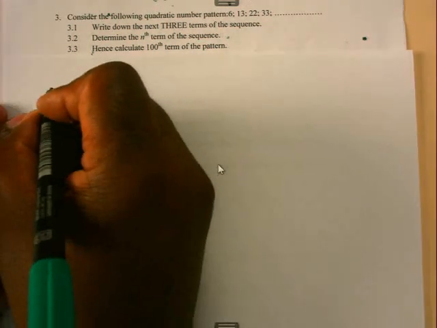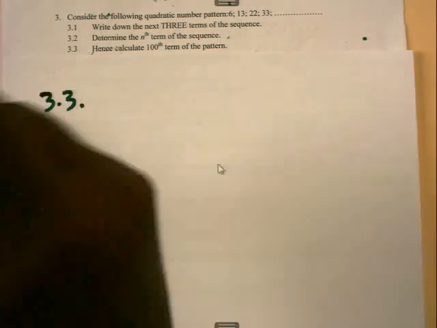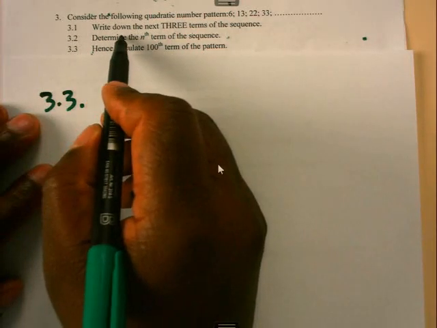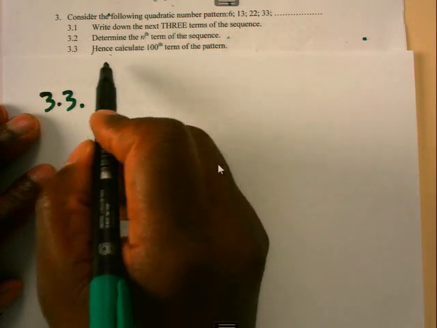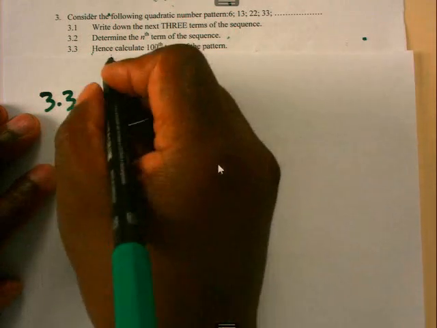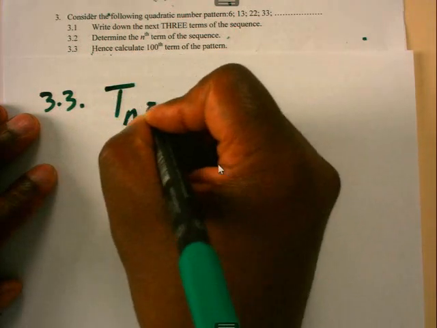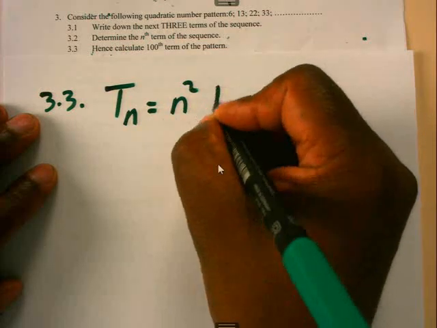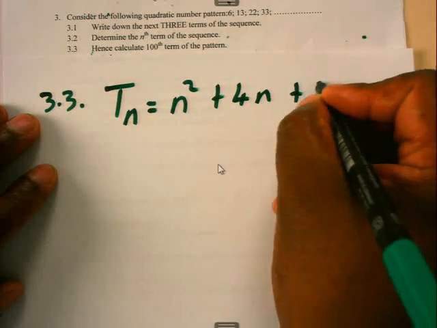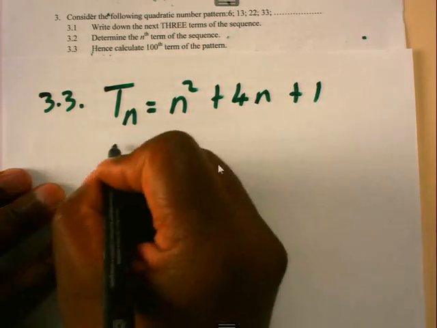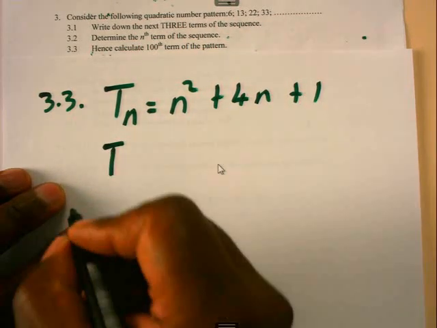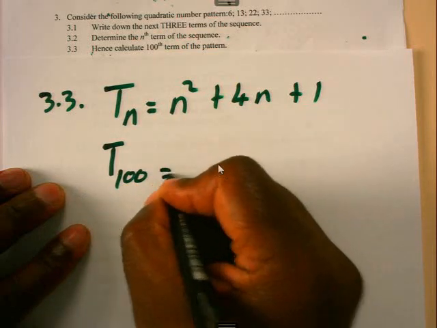3.3 states, hence calculate the 100th term of the sequence. Hence, the solution that you've already got, use it here. So the word hence means use the solution you got in 3.2 to solve 3.3. And in 3.2, we have the nth term as n squared plus 4n plus 1. So the question states, determine the 100th term of the sequence, term number 100. So it means you substitute n by 100.